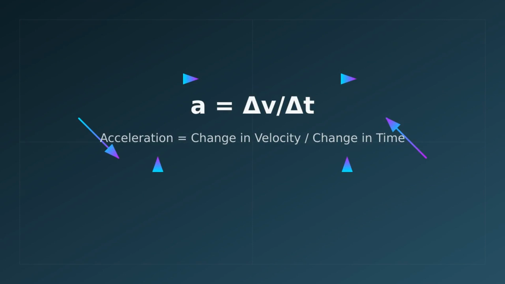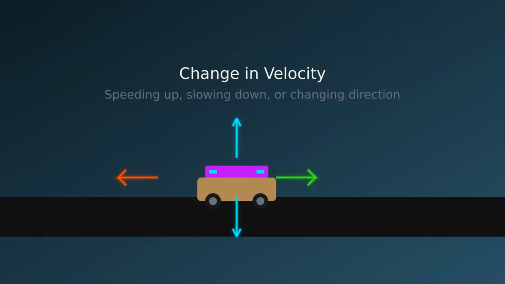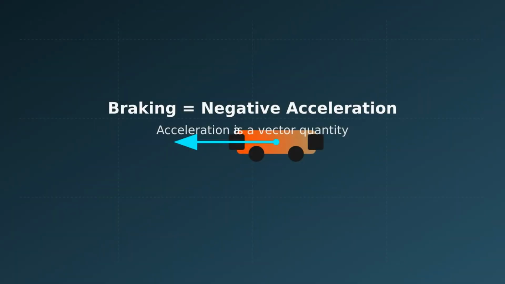Acceleration is simply the rate of change of velocity. We write it as a equals delta v over delta t, change in velocity divided by the change in time. And here's the crucial insight most people miss. Acceleration doesn't just mean speeding up. It means any change in velocity, whether you're speeding up, slowing down, or changing direction. That means even our race car braking hard was experiencing large acceleration.